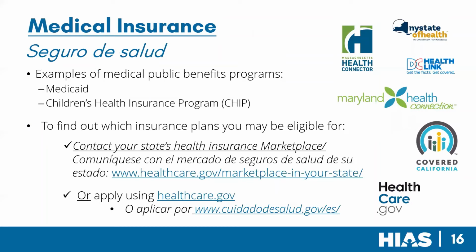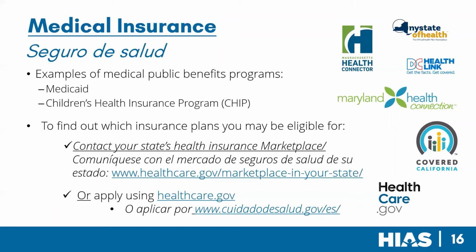So let's talk a bit more about health insurance. As I mentioned, you and your family may qualify for a public medical assistance program known as Medicaid, which provides insurance coverage to low-income individuals and their families. For those of you who have children, there is actually another major medical benefits program known as CHIP.